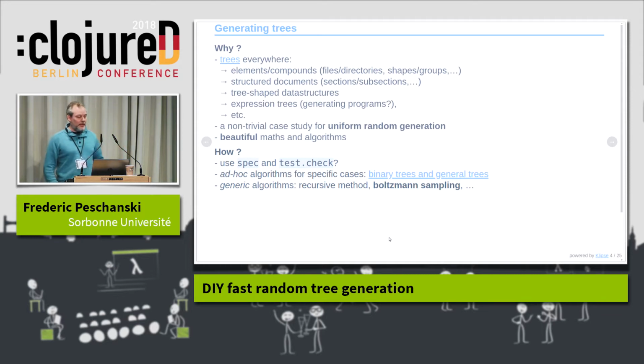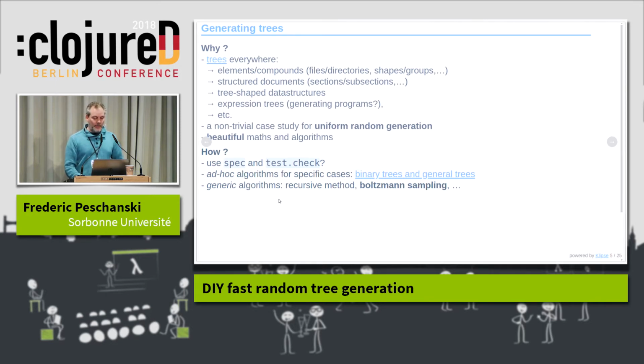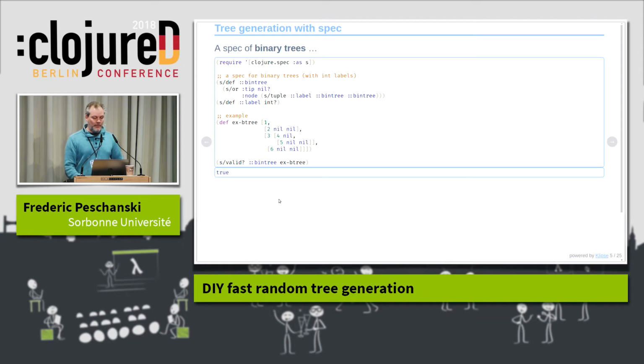So how can you generate trees? First, you can use spec and test.check. I will first use test.check to generate trees. And then if you go to the more scientific side, you will find various algorithms, some specific algorithms, for example for binary trees and general trees. In fact, I did not know exactly what to present at ClojureD, so I started with binary trees and general trees. So there is an alternative presentation if you're interested in this. It's a different kind of algorithm, also very interesting. But I will present Boltzmann sampling, which is interesting because it's incredibly efficient and generic. You can generate any kind of trees with Boltzmann sampling.